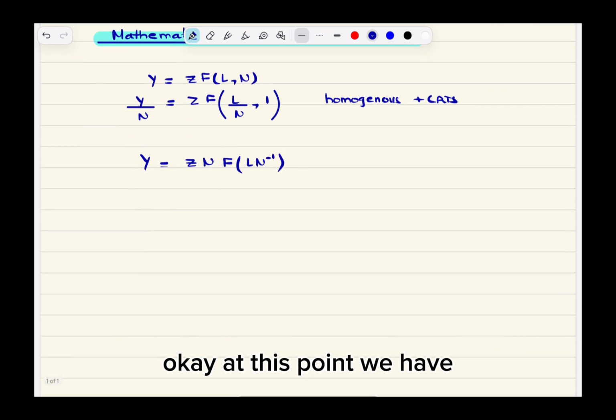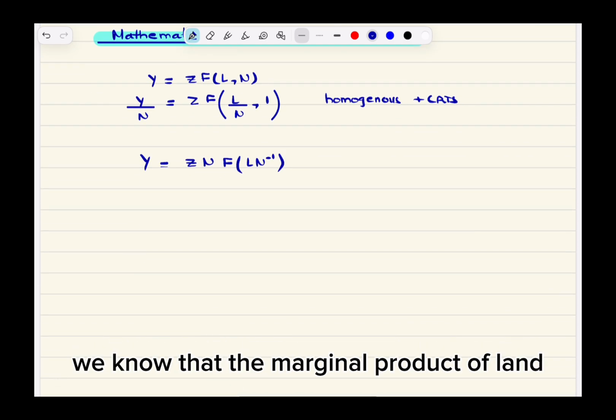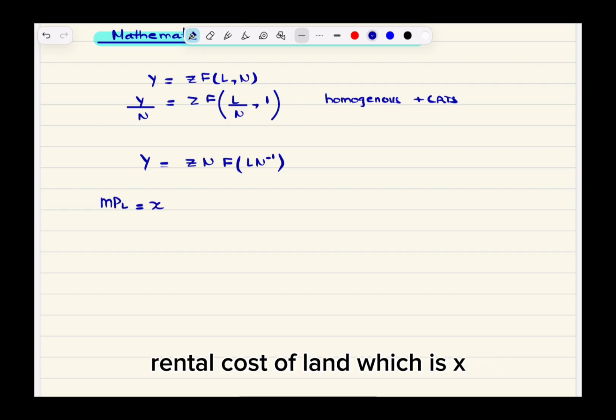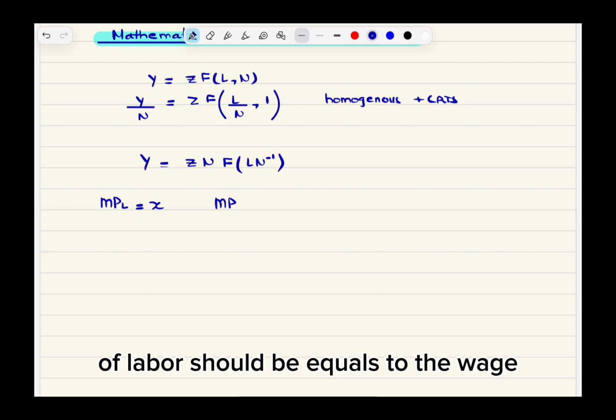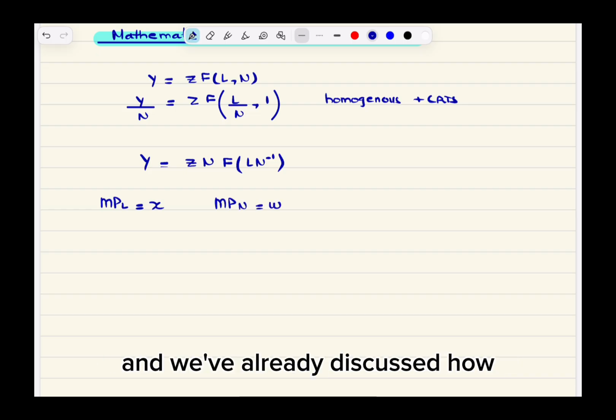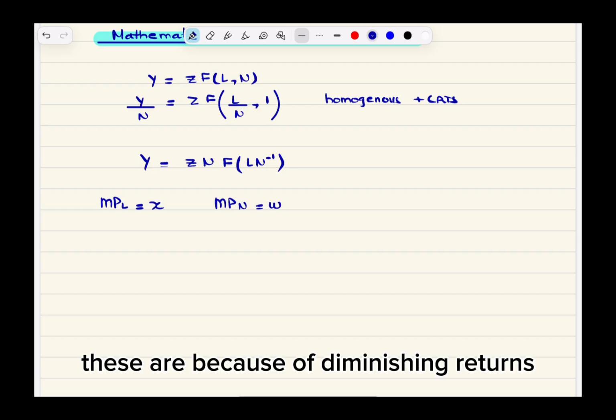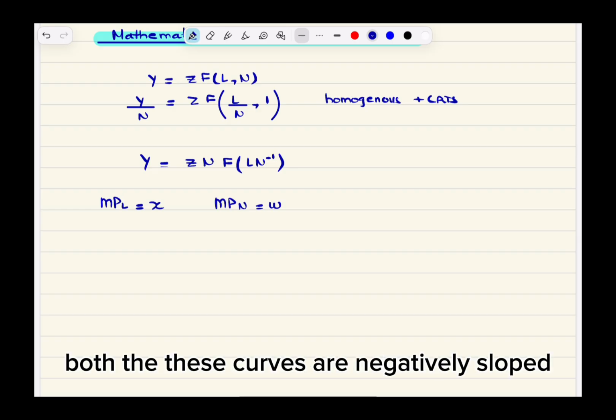At this point we know that the marginal product of land should be equal to the real rental cost of land, which is x, and the marginal product of labor should be equal to the wage. And we've already discussed that, because of diminishing returns, both these curves are negatively sloped.